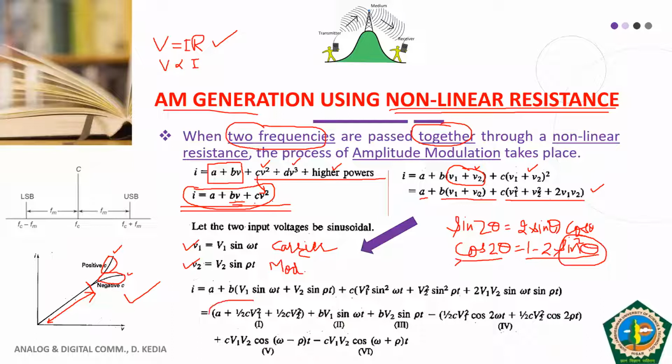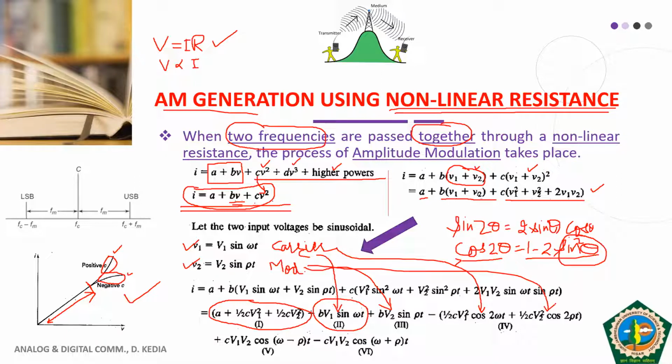What is this? These constant terms are nothing but the DC component, which can be easily removed. Then this sine omega t part is nothing but the original signal. We had assumed sine omega t is the carrier one. So this is the carrier part that we can easily filter out. Then we had taken rho as the modulating signal. This is also the modulating signal which has come into the expression. It can be filtered out. Then we have got twice the carrier frequency. That can also be easily filtered out. We have got twice the modulating signal frequency. That can also be filtered out.